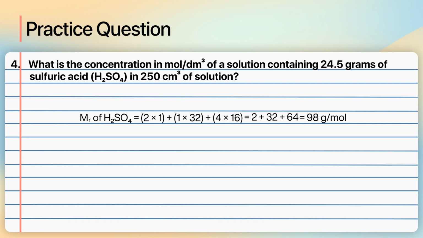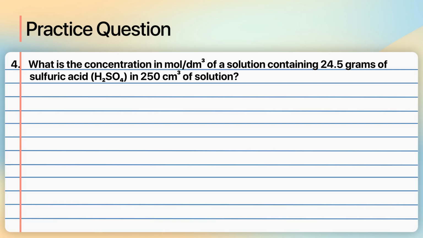Now let's convert that mass to moles. We know we have 24.5 grams of sulfuric acid. So let's take that and divide it by the relative atomic mass of 98. We've now worked out that there are 0.25 moles of sulfuric acid in this solution.